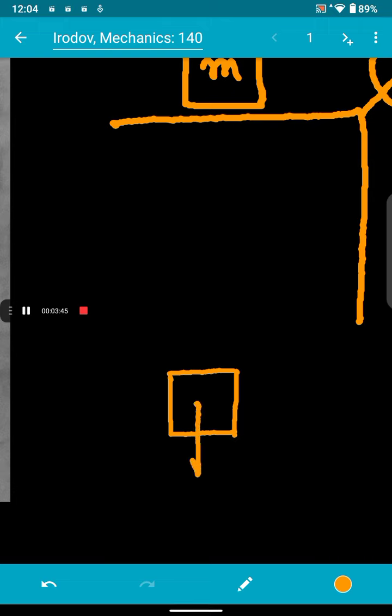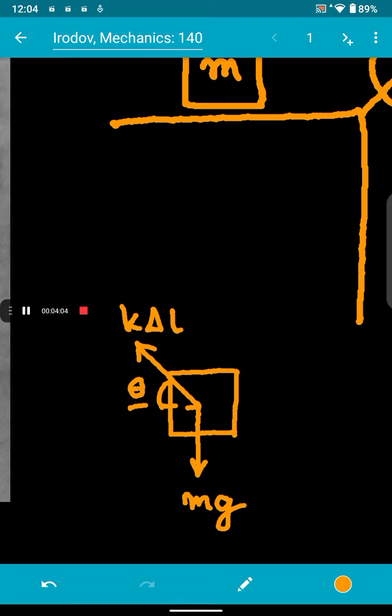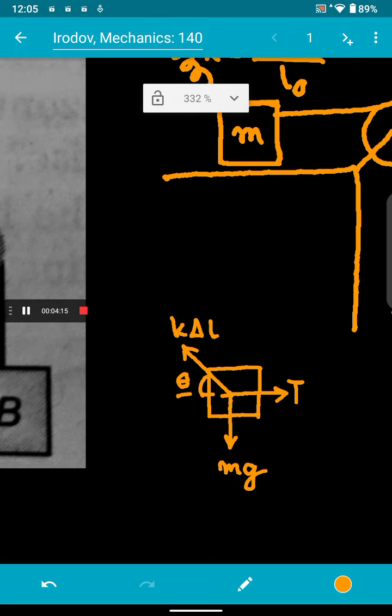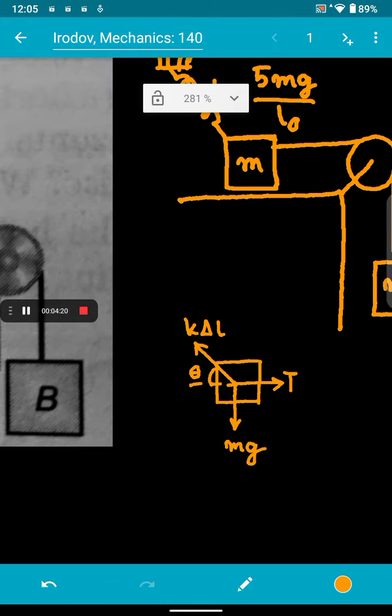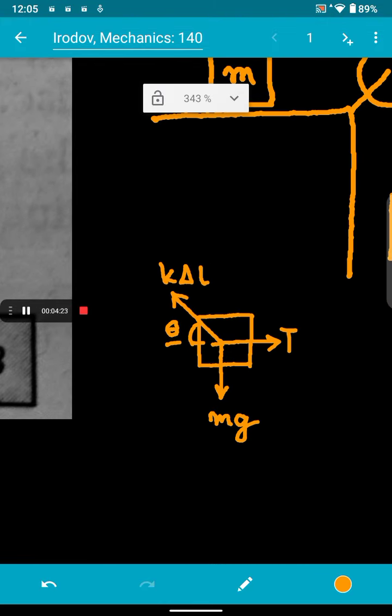This is mg, the weight, and this is K into delta L, and also let this angle be theta, okay, this is theta. There's also a tension over here due to the rope, but this tension is not important for solving in this case, and we can also determine this delta L.